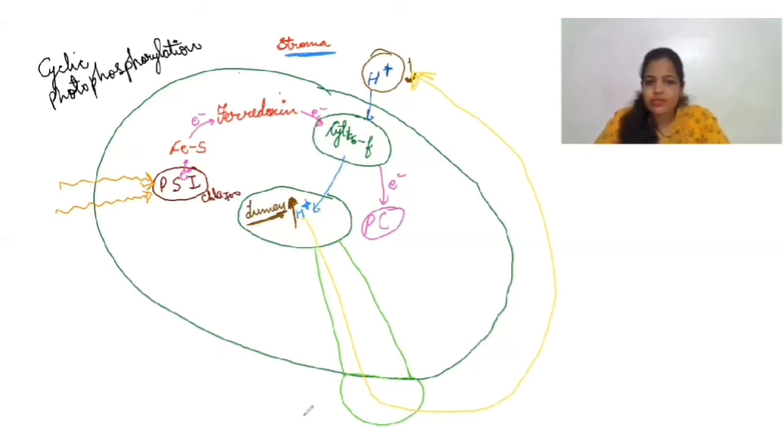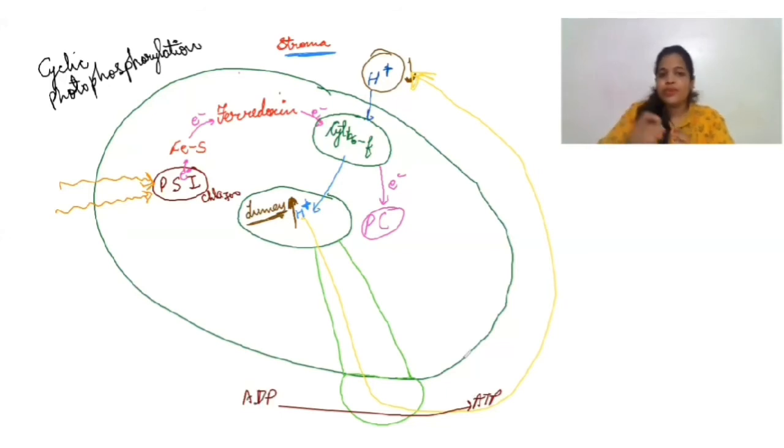So when the protons are sent into the stroma, what is being produced? ATP is produced by this process. ADP converts into ATP when protons move out of the lumen into the stroma. This we are going to study in detail in the chemiosmotic hypothesis, for which you will have to stay updated.